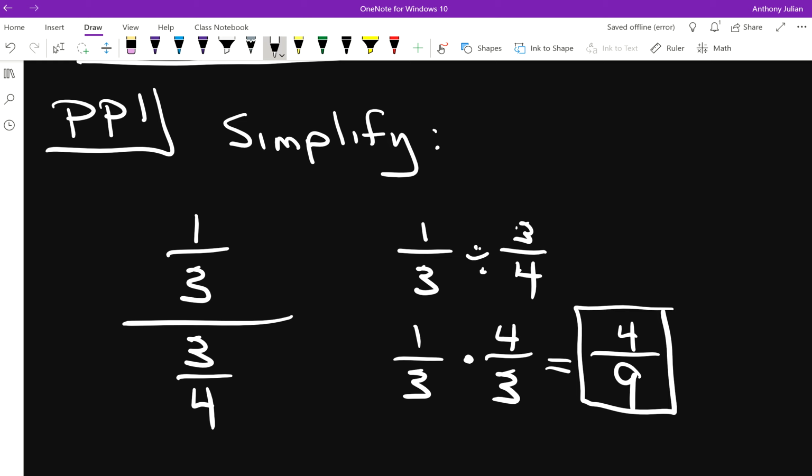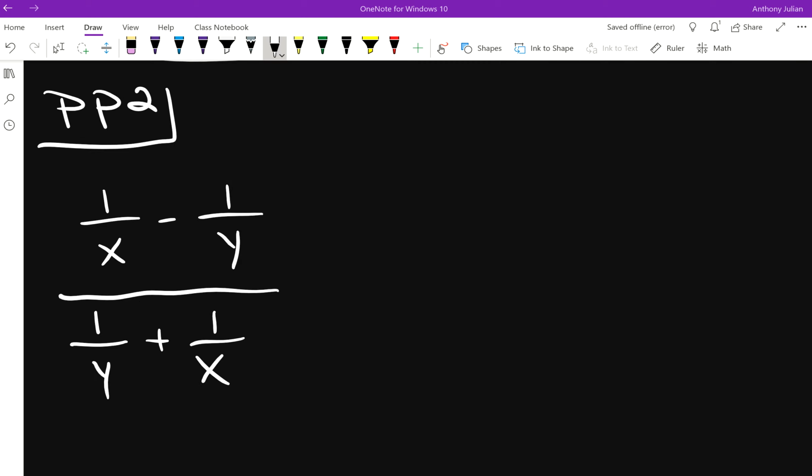Okay, now we'll go about doing them with rational expressions. Rational meaning with variables in it. Okay, let's go ahead. Okay, so here it is. It looks complicated, right? I mean, it's like, oh my God, this problem's huge.